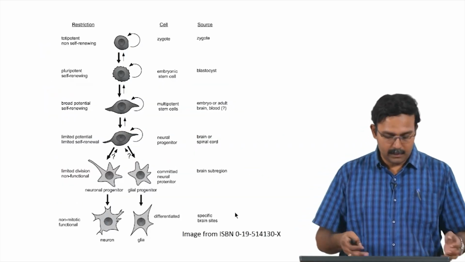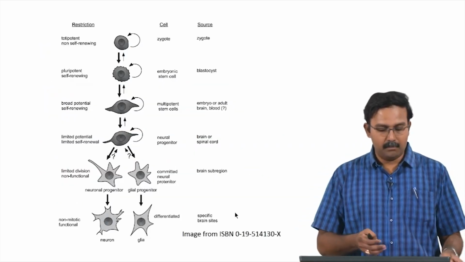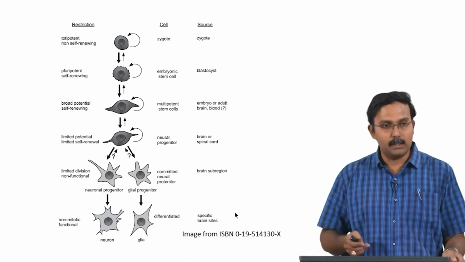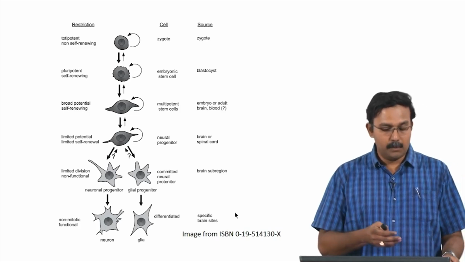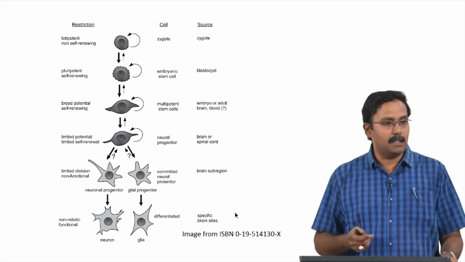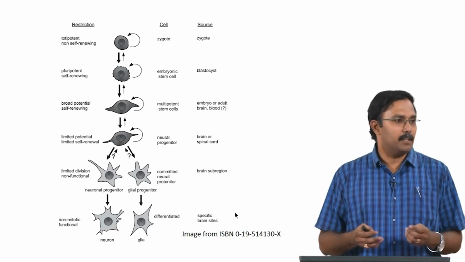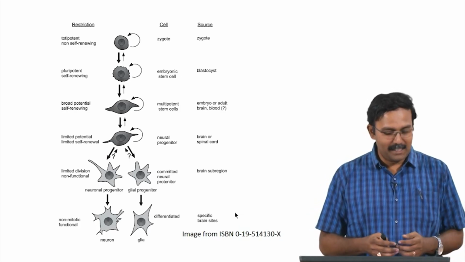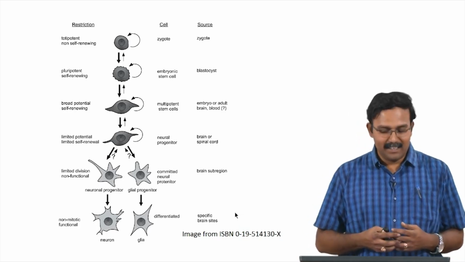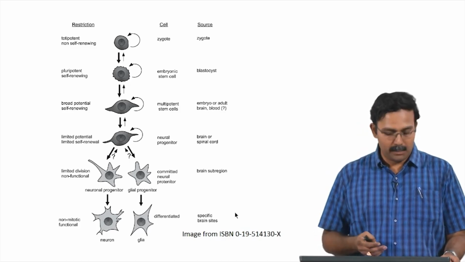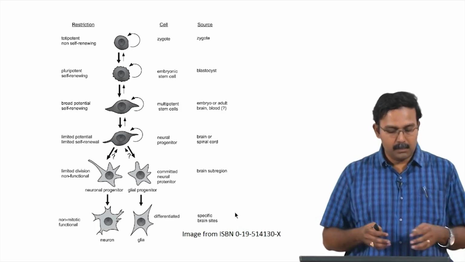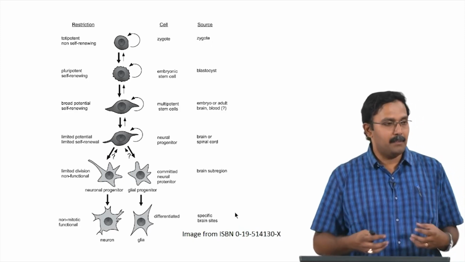So this is an example of how it could actually happen. What you see here is a totipotent cell which is non self renewing, like a zygote. The zygote does not self renew, right, and then you have the pluripotent stem cells which are self renewing, and embryonic stem cells would be an example of the pluripotent stem cells. So then this forms a broad potential self renewing cell.